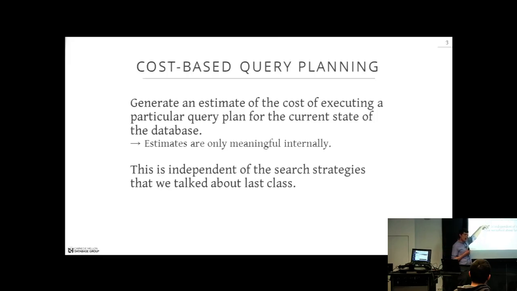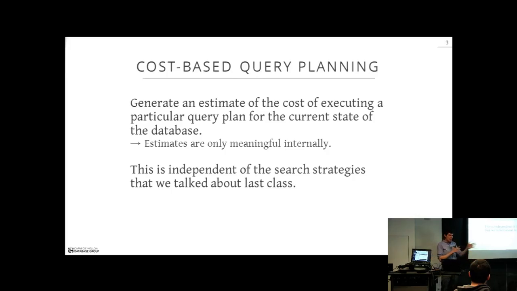So what we're really talking about here is how you deal with complex queries, things with joins, nested subqueries, and things like that. The important thing to remember is that all the estimates the optimizer generates for its various query plans are only useful internally. They're not based on something like wall clock time or something external to the system. It's only useful inside the optimizer to say that this particular query plan is better than another one. We'll see how we can extrapolate metrics that we capture about the execution of queries to provide what these estimates actually are.